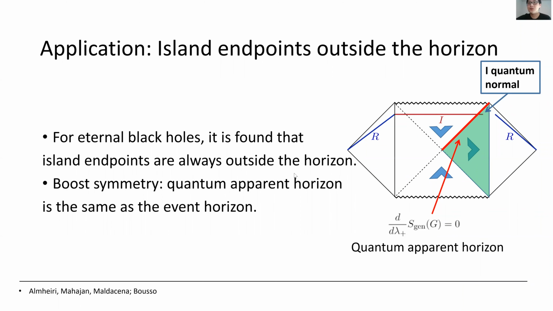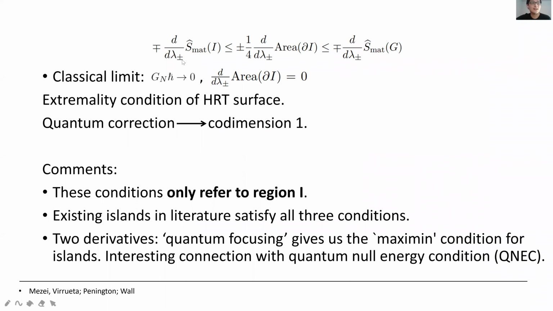Okay. Just as what Haja asked, I think we should at least reproduce the classical answer. It's actually very interesting. You can still rearrange the terms like this into one inequality. In the classical limit, the left-hand side and right-hand side both have a G ħ in it, which sends it to 0. So both sides are 0, and it just gives you the classical HRT extremality condition. And it's really the quantum correction that enlarges this position into a codimension 1 surface, and that's where the island can land.